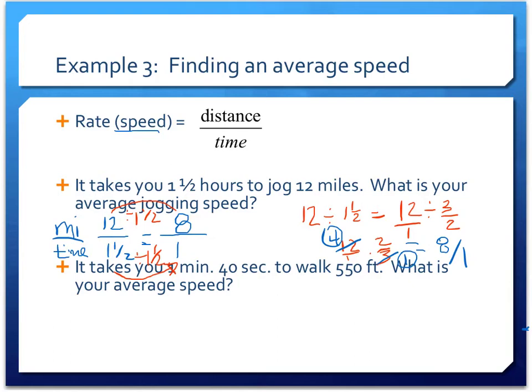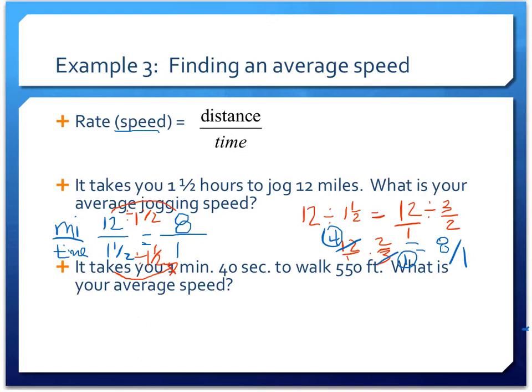In the next example, you'll see that my labels or my rates change. Now I'm looking here at, it takes me 1 minute and 40 seconds to walk 550 feet. So what is my average speed? Well, now if you notice our time, we have minutes and seconds, which are 2 different time units. We need to change that all into 1 time unit. And then here would be my distance. So we're going to be talking about feet, and we're either going to talk about feet per minute or feet per second. And I think when you're talking about walking, you're going to want to deal with feet per second.